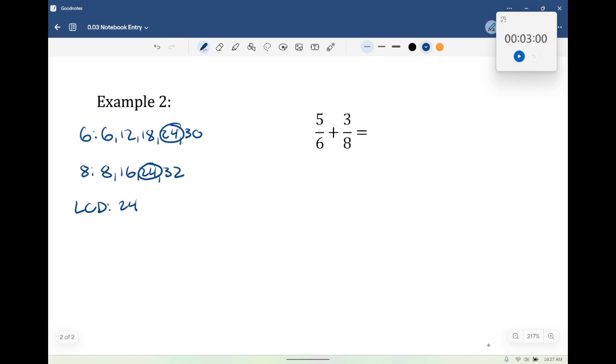And so I now have to change both of these fractions so that the denominator is 24. Well, if I'm thinking about 5/6, I'm going to multiply by 4 over 4, which is going to give me 20 over 24. Again, it's that same idea of thinking, right? 6 times what number is going to be 24? It happens to be 4.